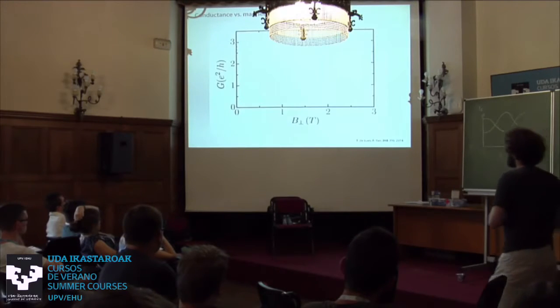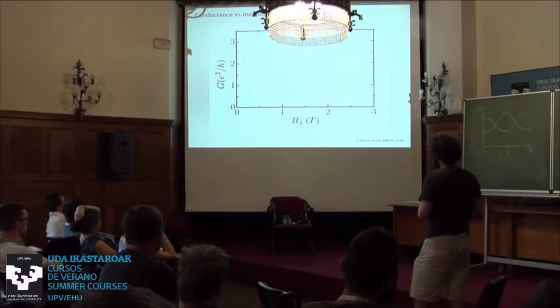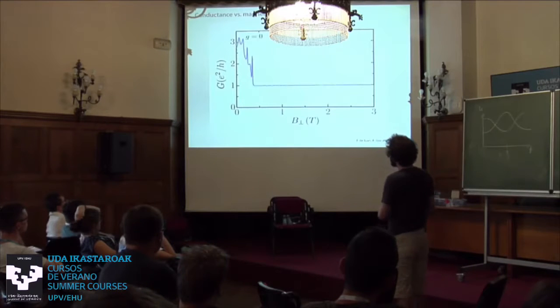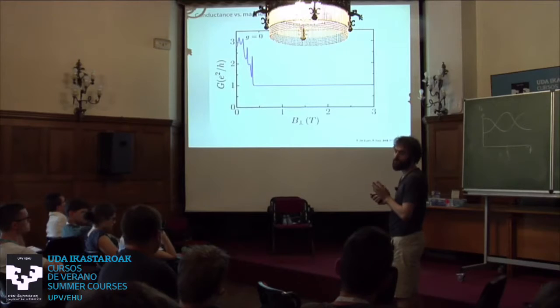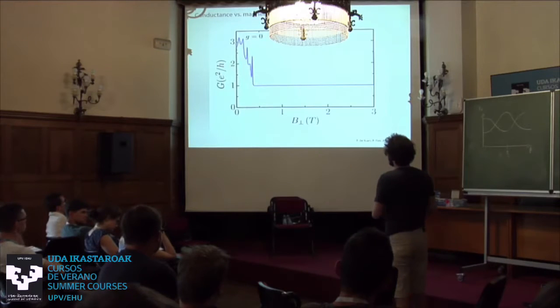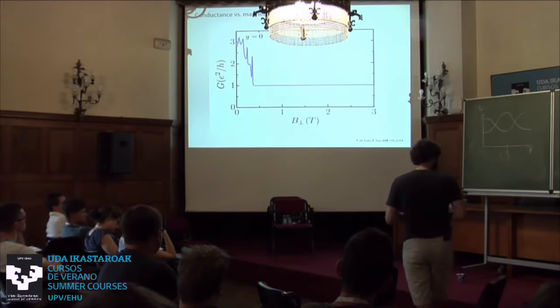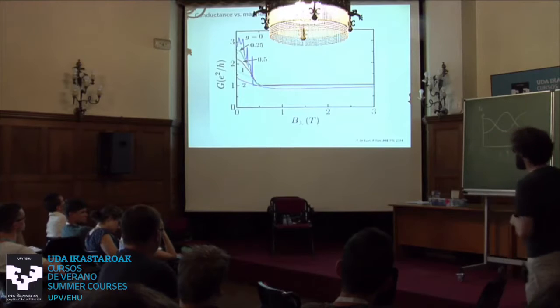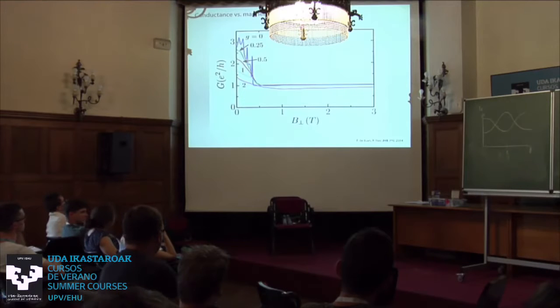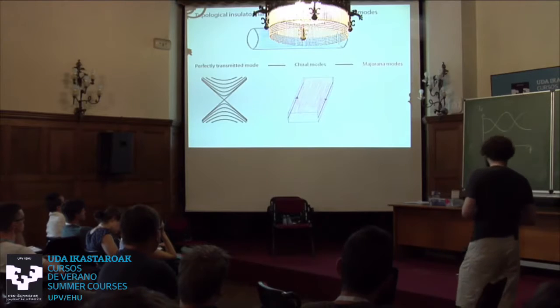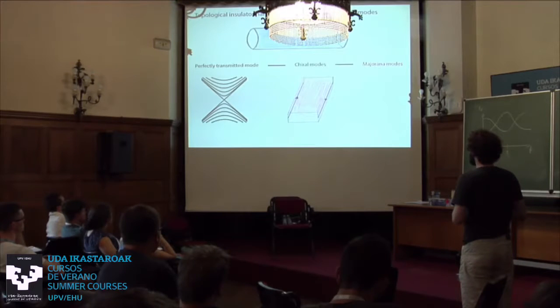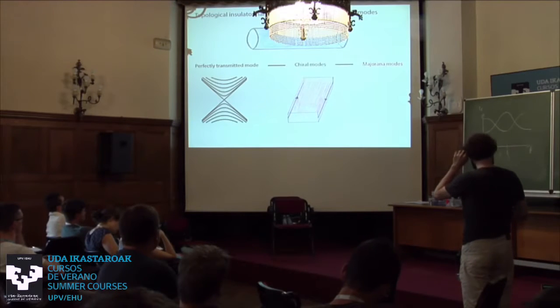I can also plot at 10 meV the conductance as a function of magnetic field, and you see that once the magnetic field becomes large enough, around half a Tesla, which is not particularly large, it's not a very strong magnetic field, I get this perfectly chiral mode. And again, disorder has to be very strong to kill it. So that's the chiral mode.